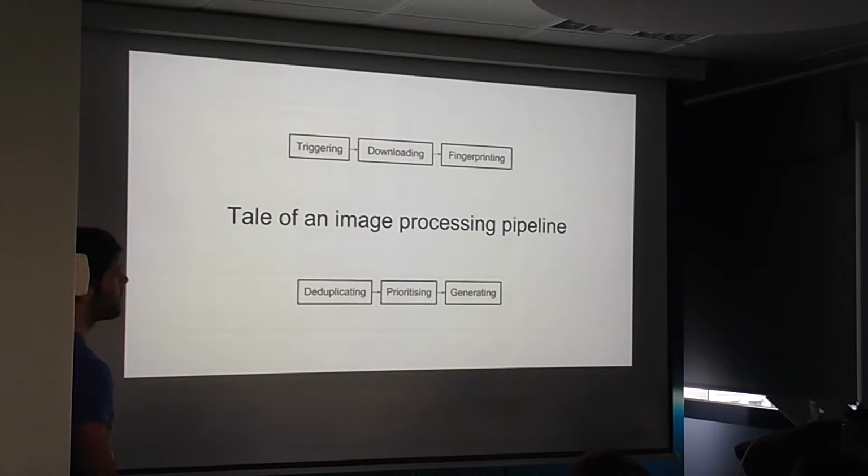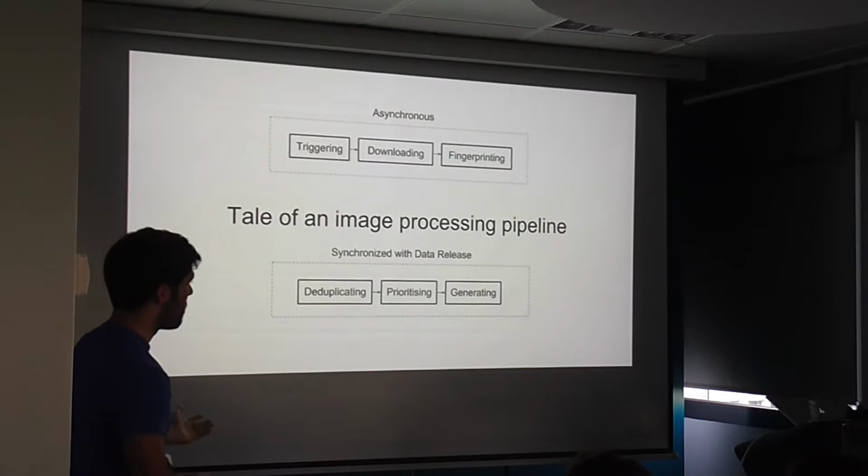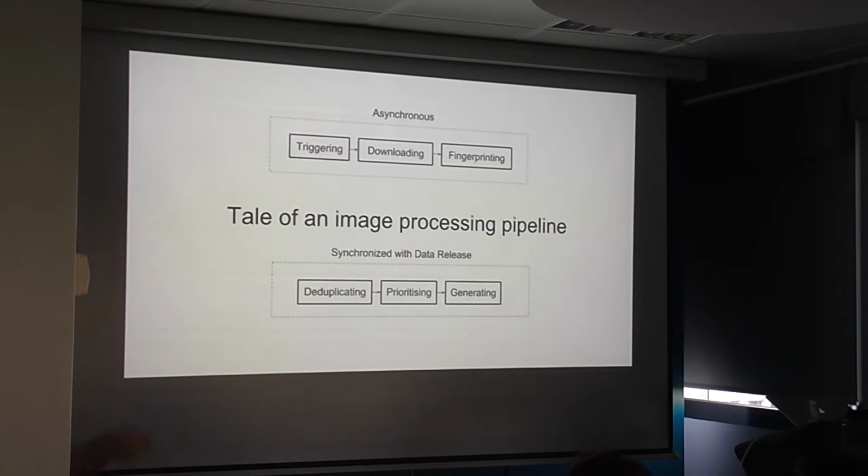So, the pipeline has a very clear separation. We have asynchronous steps and synchronized steps. The asynchronous steps can run continuously, and the only purpose of those steps is to process as much as we can before reaching the data release stage. Then the synchronized steps run together with the data release. The data release will say, hey, these are the hotels that go to production. Give me all the images for those hotels. Because we have hotels that don't reach production, so it doesn't make sense to generate images for hotels that don't reach production.